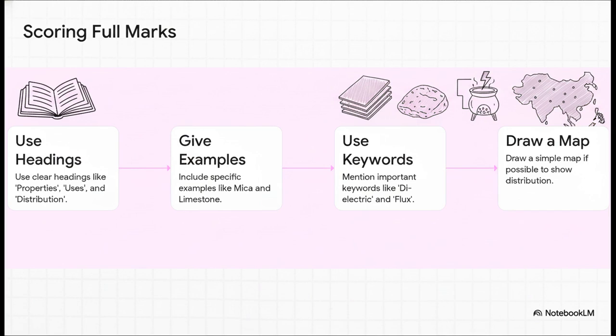1. Use clear headings like properties, uses, and distribution. 2. Always give specific examples, like we discussed, mica and limestone. 3. Try to use those important keywords, like dielectric for mica and flux for limestone. And finally, a little pro tip. If the question is about mica, drawing a simple map showing its distribution can get you those extra marks.